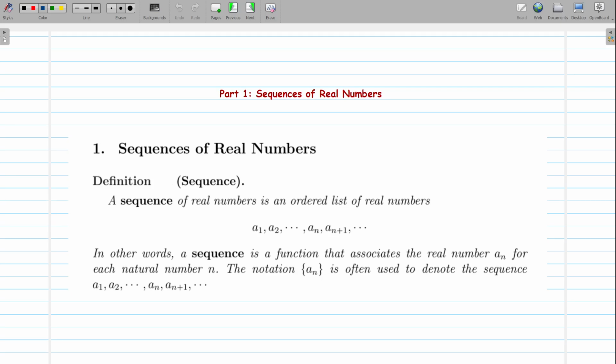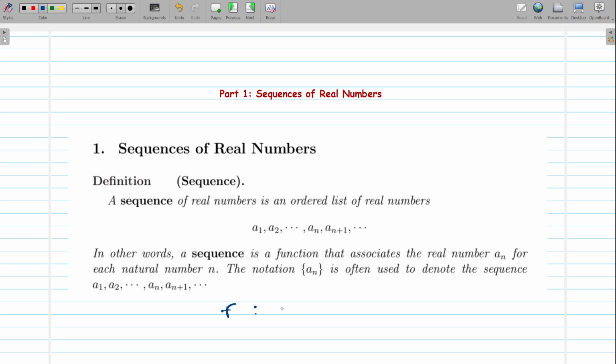In this video, we're going to be talking about sequences of real numbers. Now, before we even start talking about sequences of real numbers, let's first of all define what a numerical sequence is. So let's say we have some mapping. Let's call it F, for example.